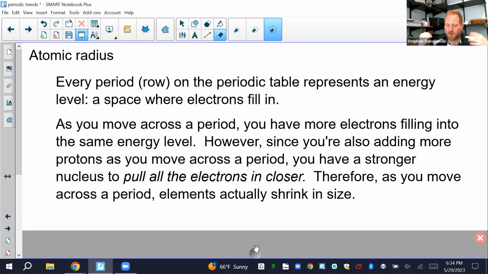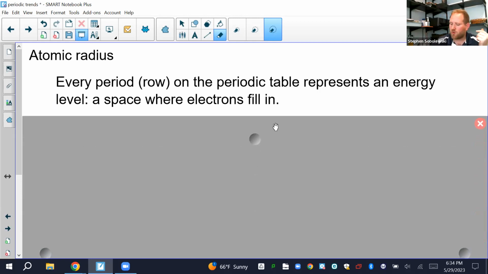As you move across a period, you have more electrons filling into the same energy level. So notice it's not making the atom bigger. Like you might think as you go across from Na through Ar, look at Na on your periodic table, number 11, look at Ar, number 18. You might think since you're adding protons, neutrons, electrons, it's going to get a little bit bigger, bigger, bigger, bigger. But in fact, those electrons are filling into the same energy level. So it's not going to get bigger. And in fact, it's going to get smaller.